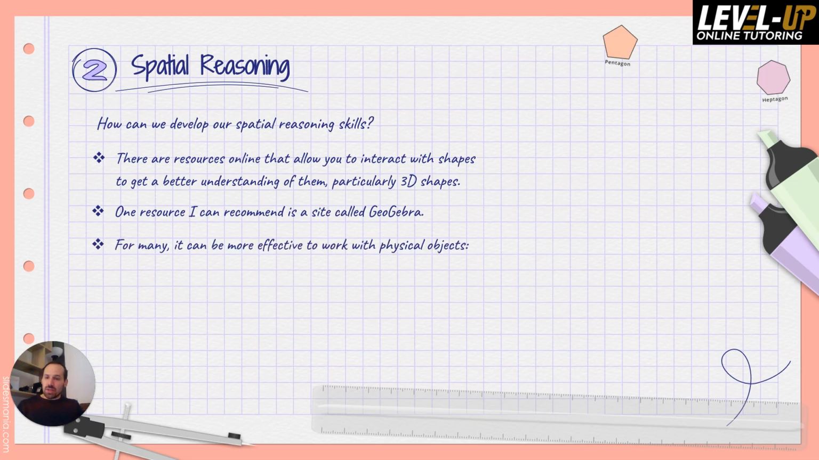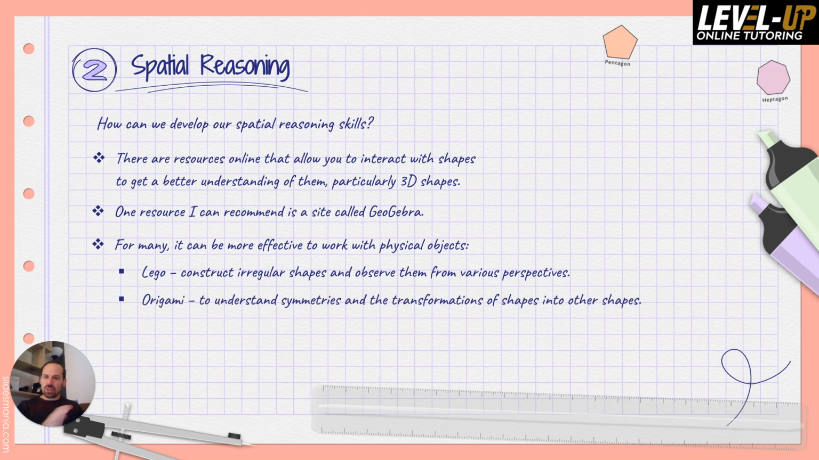But for many, it might be more effective working with real physical objects. Here are a couple of things you could do to help build this skill. Lego is a good one. You could build all kinds of shapes, regular shapes, irregular shapes, and then rotate them and observe them from different perspectives. Origami can help develop understanding of symmetries and transformations, where you take a paper and fold it in different ways, and it's going to transform into something else. Knitting and crochet, another one.